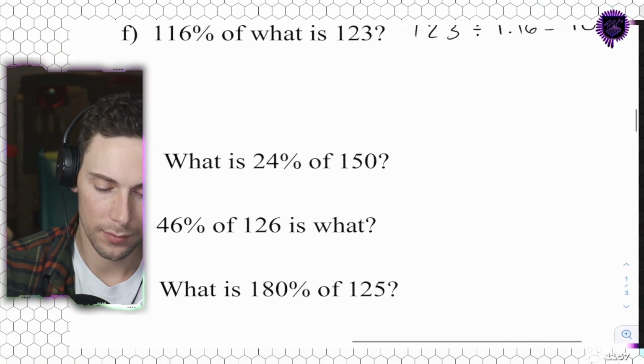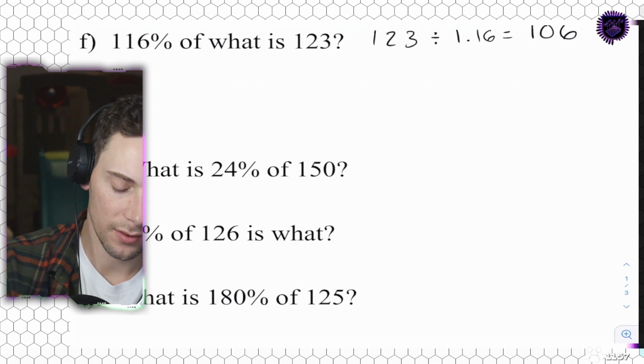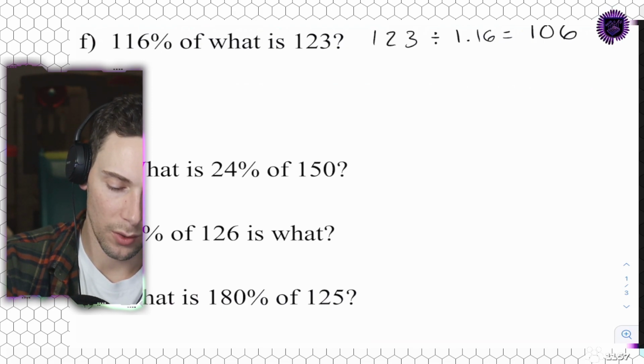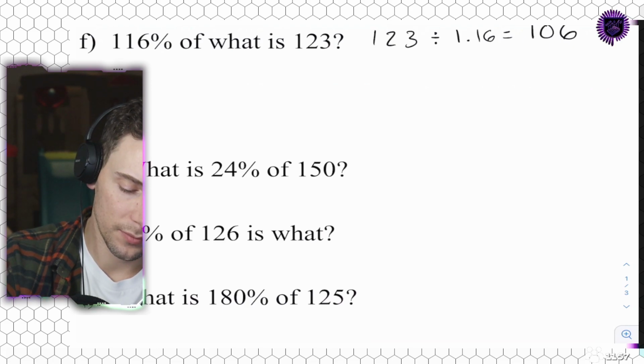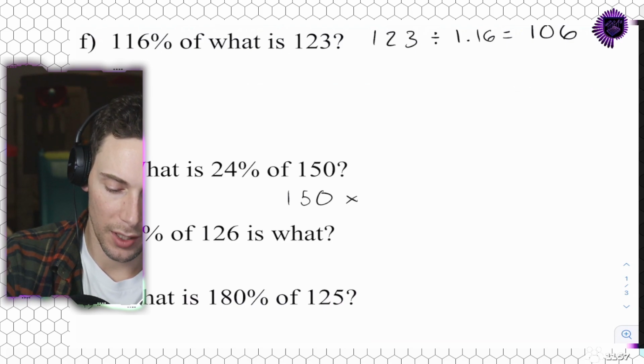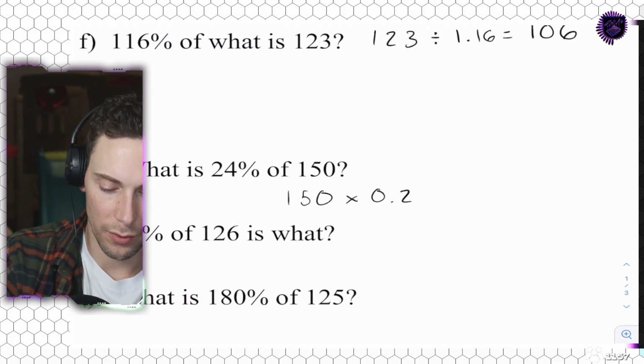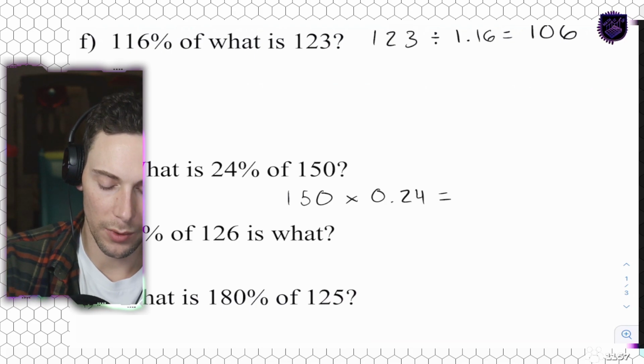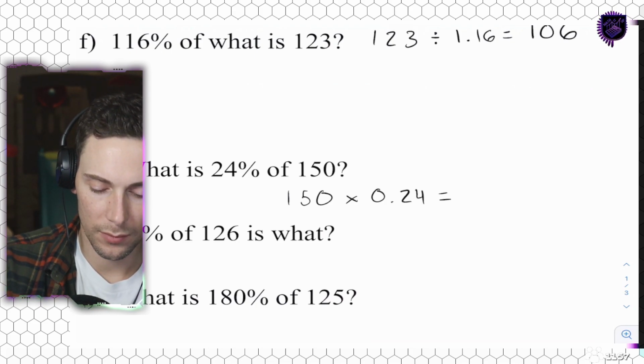B, 24% of 150. So we're looking for the whole. What is 24% of 150? Oh, we're looking for the part, sorry. So the part is going to equal 150, the total, multiplied by 0.24. This is going to equal, I don't know exactly. 48.